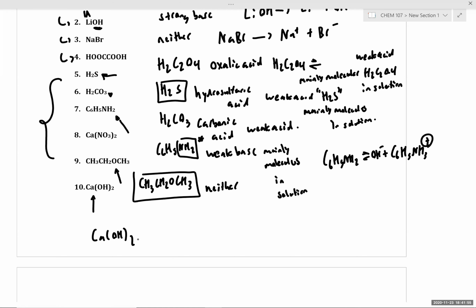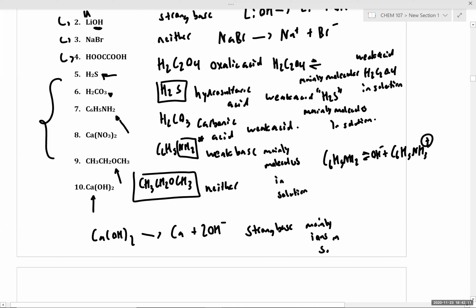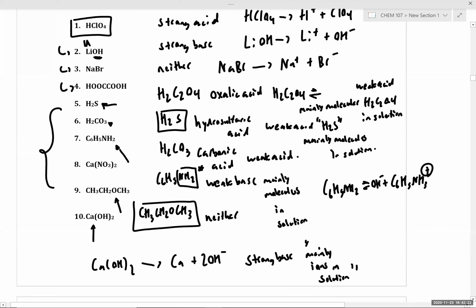So calcium hydroxide is an example of a strong base, and it dissociates readily in solution. So for strong bases, we have mainly ions in solution. Does this example make sense to everyone? You're going to want to be able to identify your strong acids, strong bases, weak acids, and weak bases, as it's critical for performing calculations effectively and efficiently.